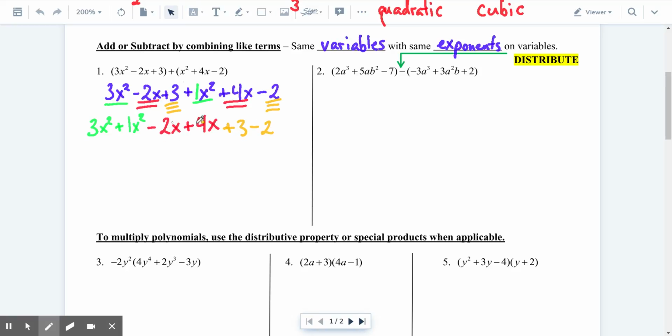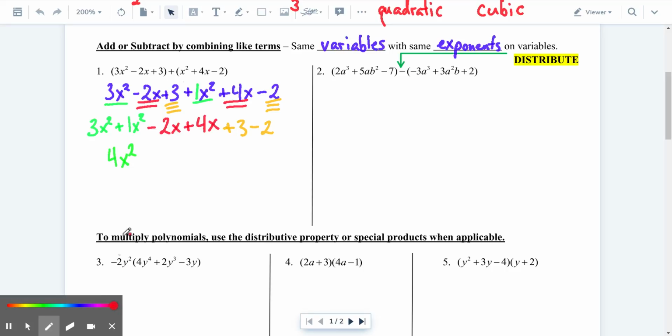So normally I would skip this step, but this gives me a visual. These green terms, these x squared terms, are supposed to be combined. And so what I'll do is I'll just calculate what we have. We have 3x squared plus a 1x squared. Very simply, we add the coefficients and leave the exponent the same. So 4x squared is what we'd get.